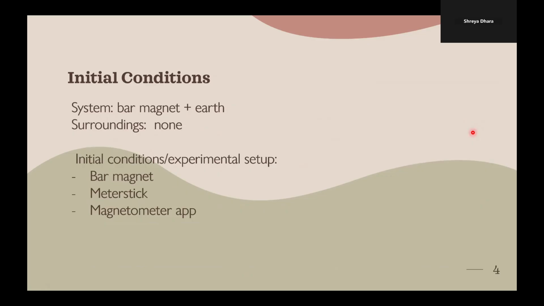Okay, so to provide some initial conditions, the system, I'm just going to call it the bar magnet and Earth. The surroundings are none because we included both in the same system. The initial conditions for the experimental setup are the bar magnet, meter stick, and the magnetometer app, and then we also used some tape to figure out where the sensor in the smartphone was.